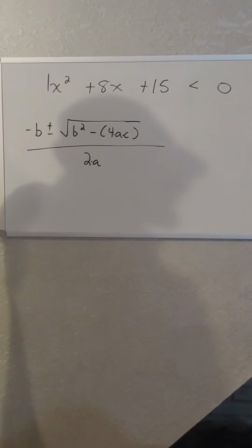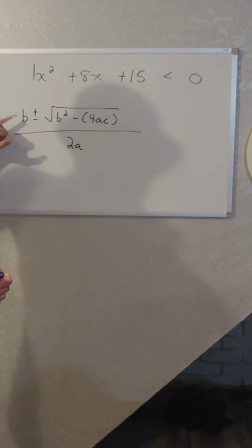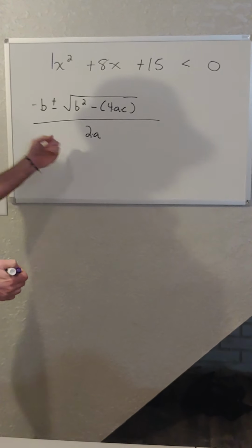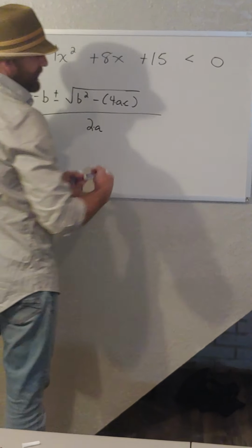All right, now we're going to use the quadratic formula with inequalities. It works the same way. So this is your quadratic formula. And remember again, this is A, that's B, that's C. So let's get those written down.